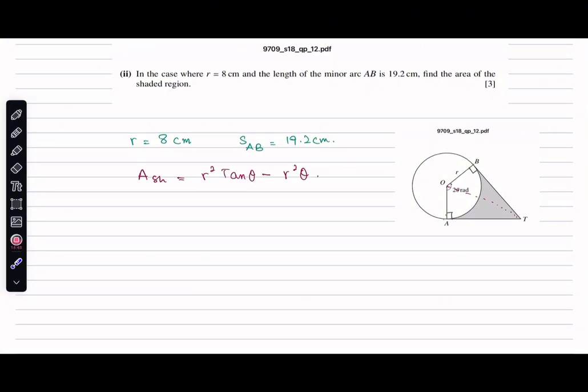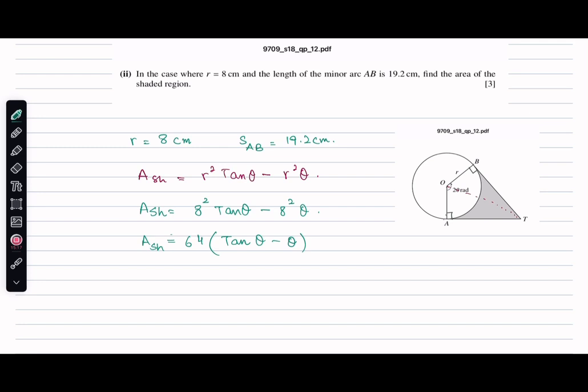If I just start working on it, I can see that the only unknown I have here is the theta value. It's 8 squared tan theta minus 8 squared theta. 8 squared here is 64. So I can take 64 common, and I will then be left with tan theta minus theta. So how to get this theta value?